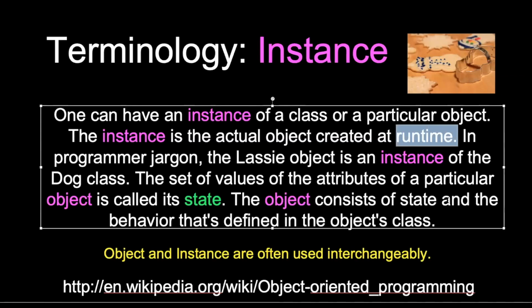This object consists of a state and a behavior. So there we go. This is another example of the use of different terms, but they're referencing the same thing, as we spoke earlier. The state being the properties and the behavior being the methods, right? Okay, so objects and instances are often used interchangeably. There you go. And make sure that you understand this.